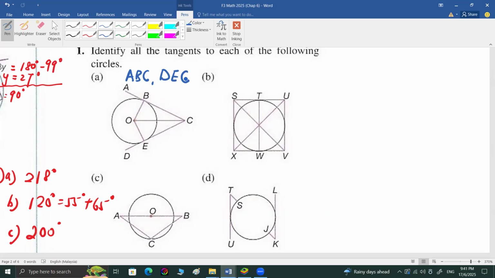Okay, what about B? SX, UV, okay. STU, okay. XW? Yes, you're right. We got 4 tangents here. Got it, class? Can follow? Okay, now you continue with C and D.